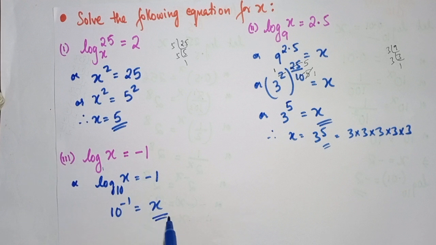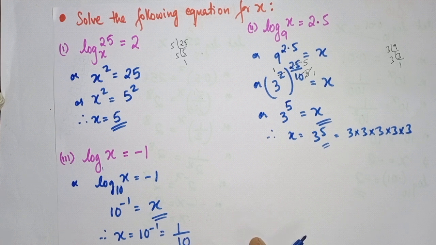So I got the value of x. Therefore, what I got is x equals 10 to the power minus 1. Or this I can write, since it's negative, to make it positive it will go to the lower part. So I got x equals 1 by 10.